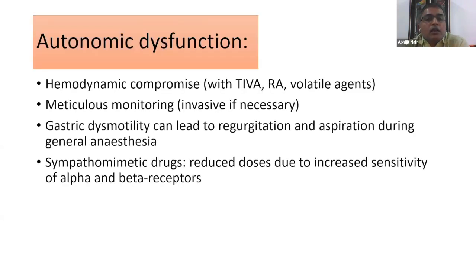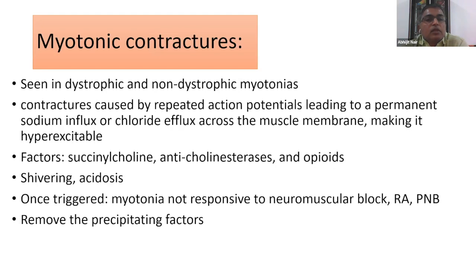Autonomic dysfunction is one of the characteristics of these neuromuscular diseases, including, as we all know, it is also part of diabetes mellitus. So that is the reason why, whenever necessary, invasive monitoring, an arterial line and a central line, if necessary, depending on the type of surgery, should be used for vasoactive drugs. Gastric dysmotility due to autonomic dysfunction leads to regurgitation, aspiration, etc. And the sympathomimetic drugs should be reduced because of the increased sensitivity of the receptors.